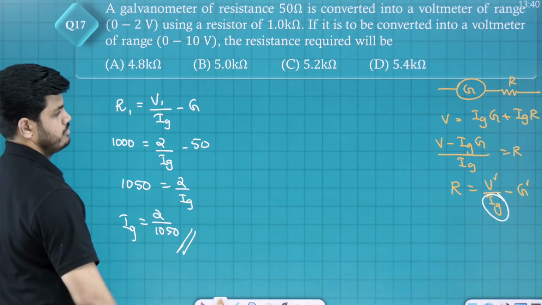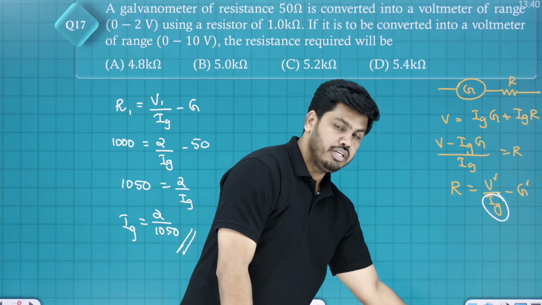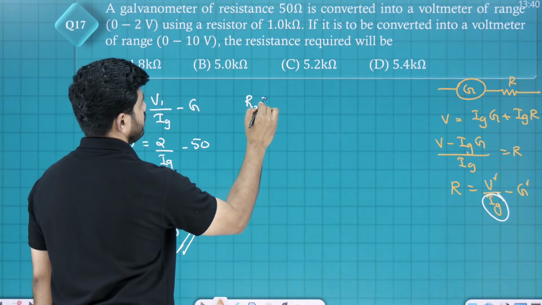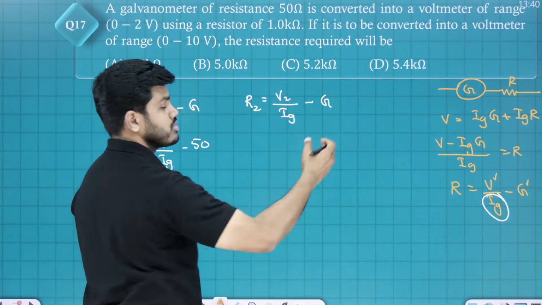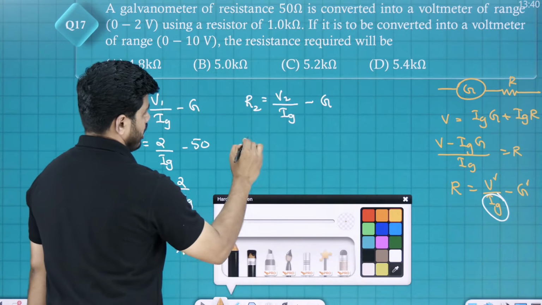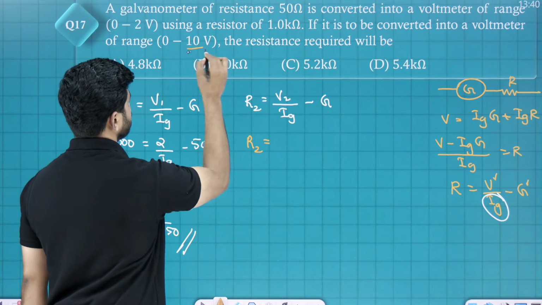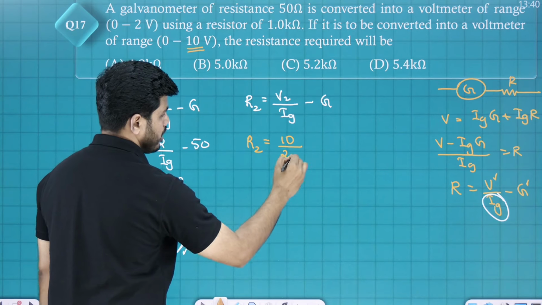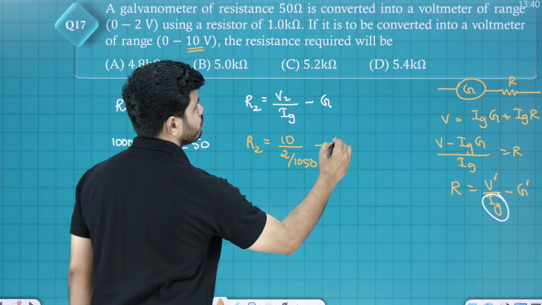Okay, let it be there. We can simplify that later at the end. Now that Ig can be used here, then easily we can find out R2. In the second case, R2 is going to be the new range divided by the same Ig, minus the same G, because the same galvanometer we use. R2 is to be calculated, V2 is 10 volt. The new range should be 10 volt divided by the Ig value we got already, 2 divided by 1050, minus G, which is 50 ohm.